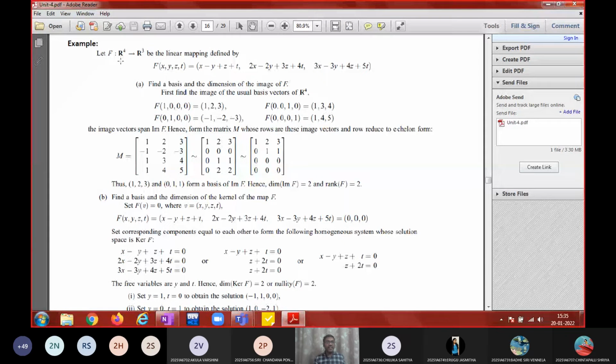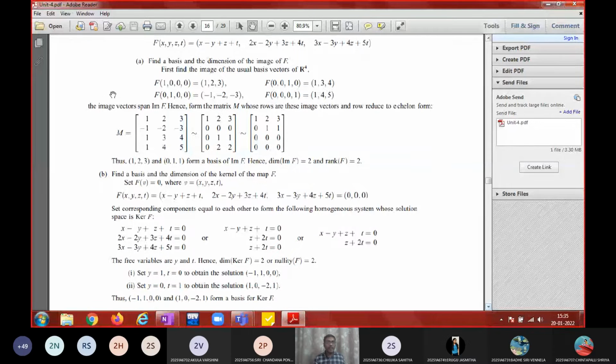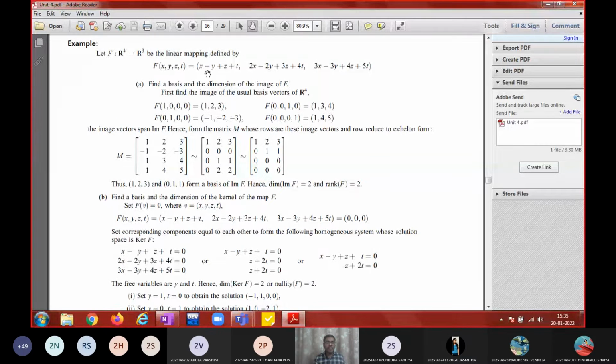So when e1, e2, e3, e4 are basis elements of R^4, their images are going to span the range space. That means f(e1), f(e2), f(e3), f(e4) are going to span this entire range space. So that's why we computed the image elements. What is the image of (1,0,0,0) under this mapping? Substitute x equal to 1, y equal to 0, z equal to 0, t equal to 0. So (1,0,0,0) maps to this one.